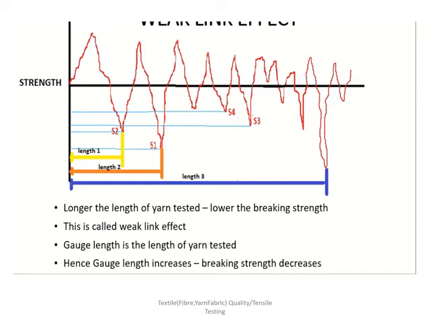The longer the length, the more probable it is that there will be weak spots, and then the breaking strength decreases because the yarn breaks at its weakest spot. This effect is called the weak link effect. That is why a standard length is kept for testing: 300 mm is the standard length as per ASTM for testing a yarn sample.